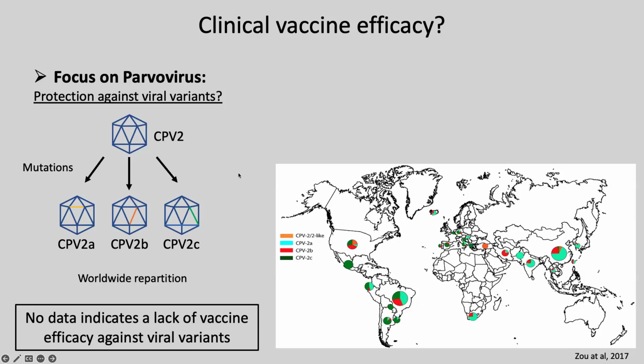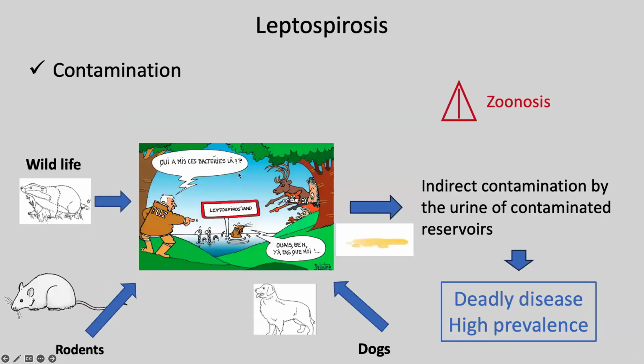So we have rapidly looked at viral vaccines. Now, what about leptospirosis? So the first question is, how can our dogs be contaminated? The source of contamination, once again, is urine contaminated with the bacteria. And the question is, who are the reservoirs? More or less, we can identify 3 types of reservoir: the dogs, the rodents, and the wildlife.